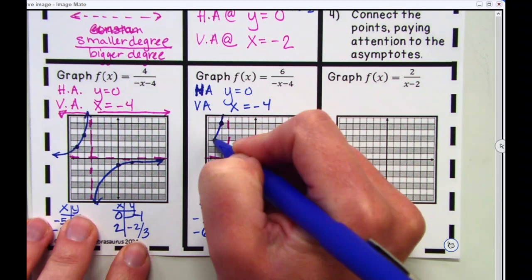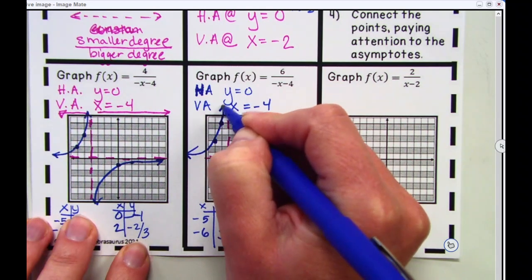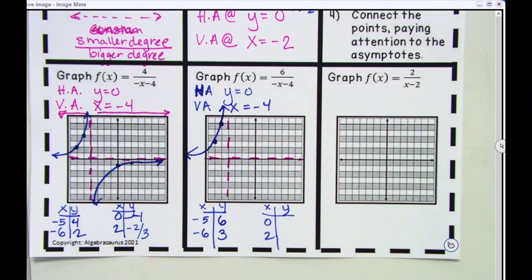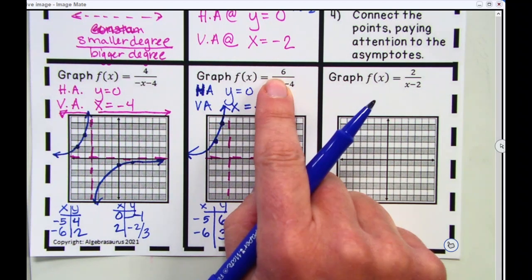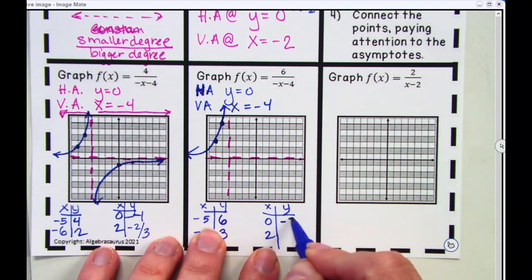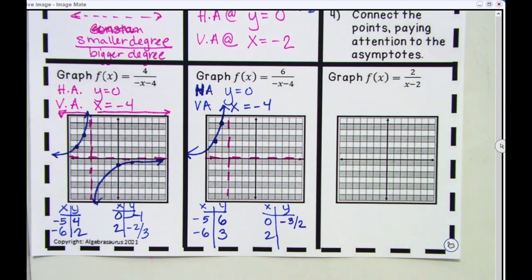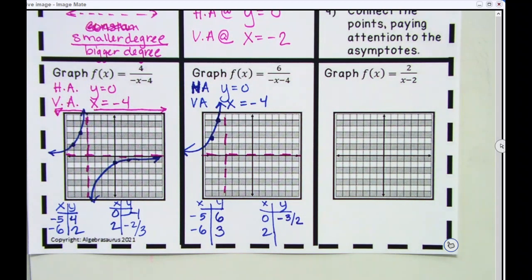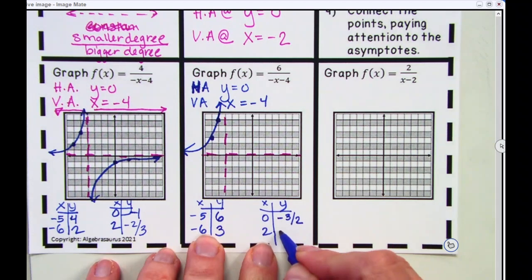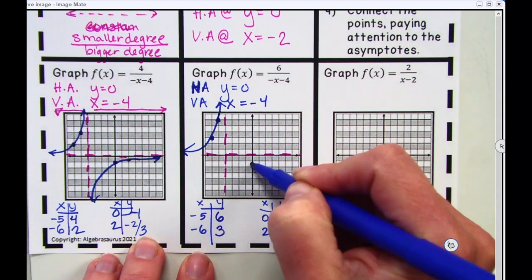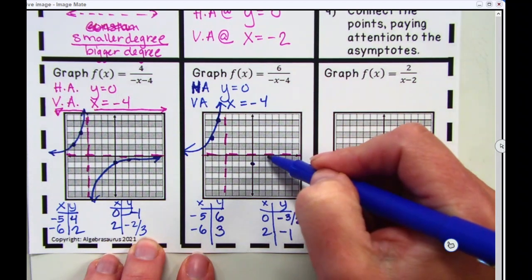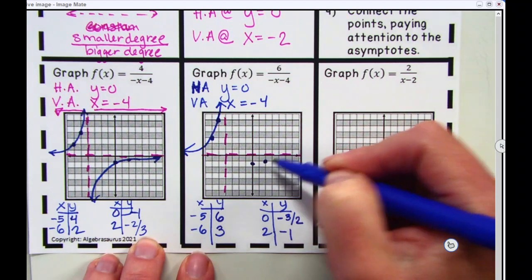And now it's going to approach those asymptotes and get closer and closer and turn as it gets closer. Okay, let's plug in 0. Substitute it in. 6 divided by -4 is -3/2, -1.5, however you like to think about it. Substitute in 2. 2 minus 4 is -2... 6 divided by -2... So 0 and 2 at -1.